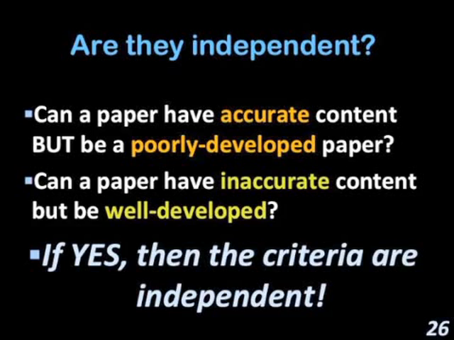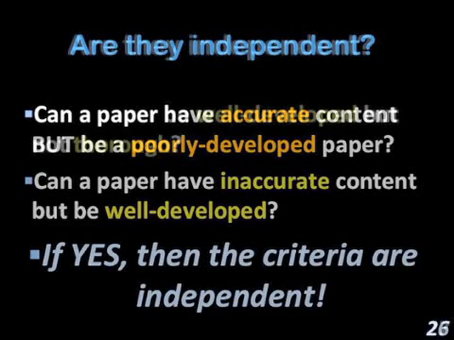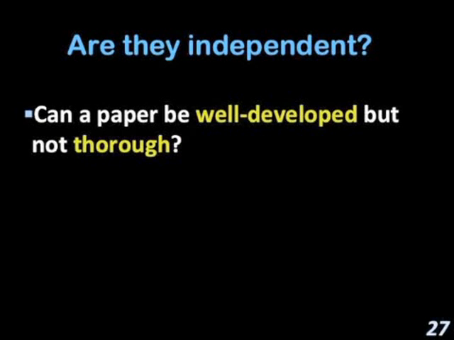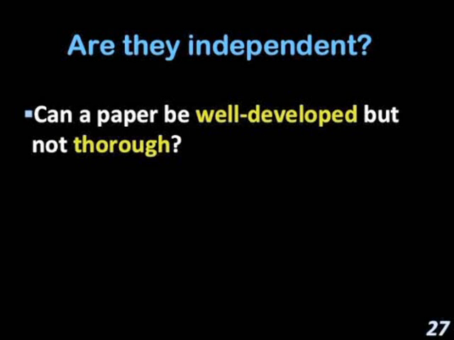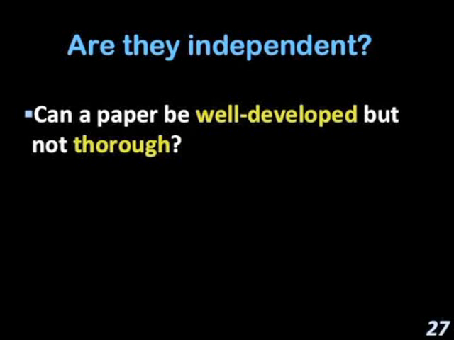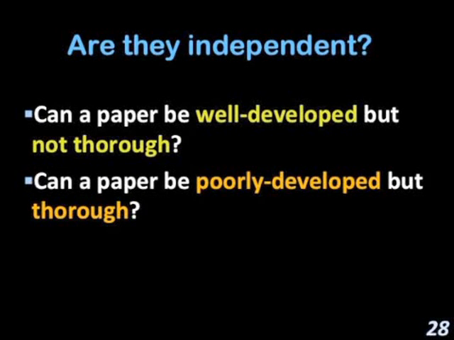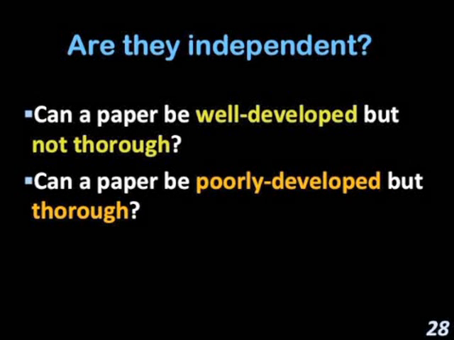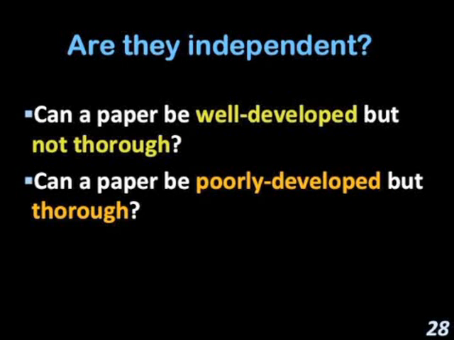Let's try another pair. Can a paper be well developed but not thorough? How about the other way around? Can a paper be poorly developed but very thorough? That doesn't sound right. It sounds like development and thoroughness are pretty closely related. They may not be the same, but they're certainly so related that we need to further clarify what are we really getting at, and are there distinct criteria here?